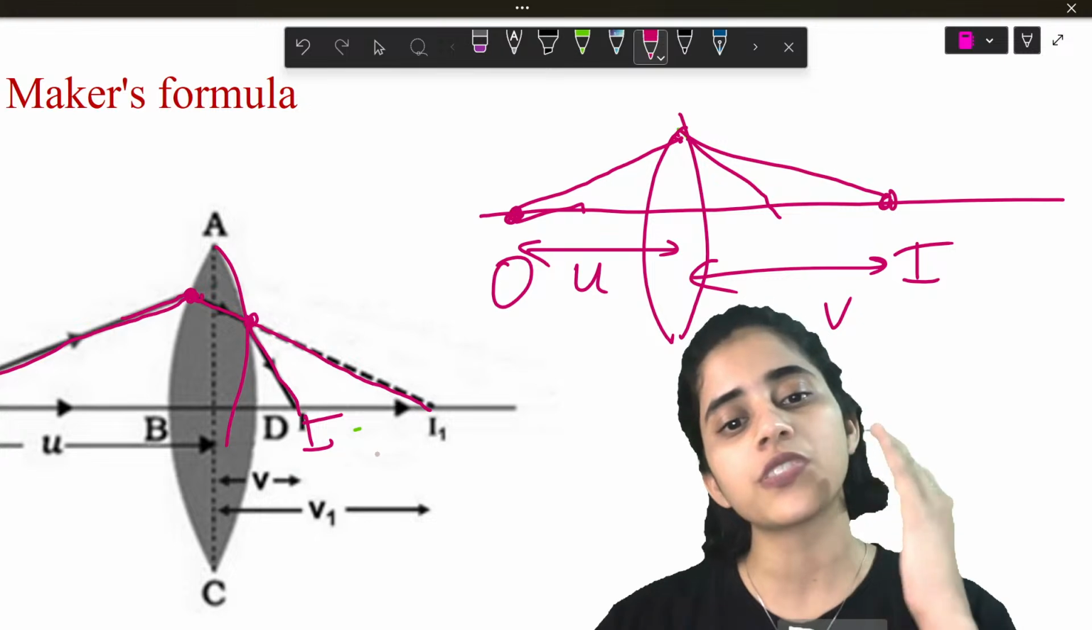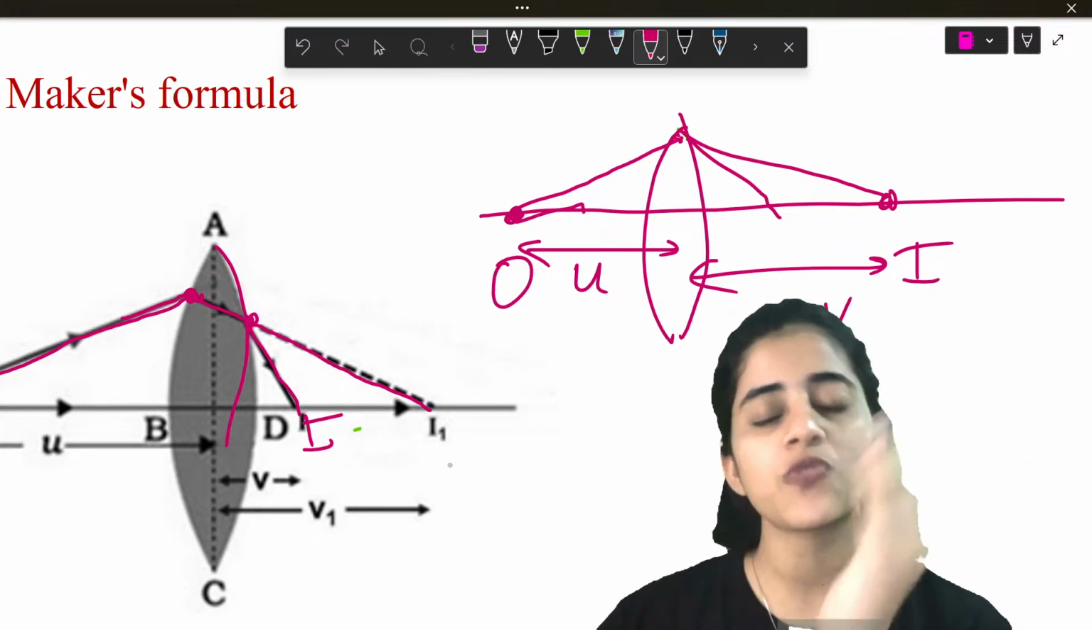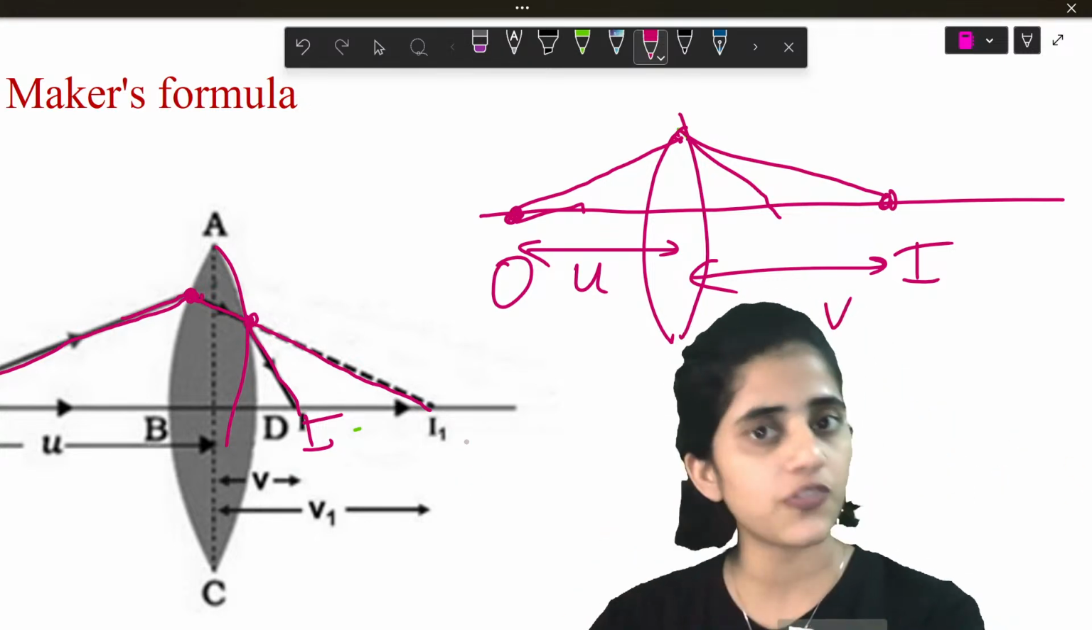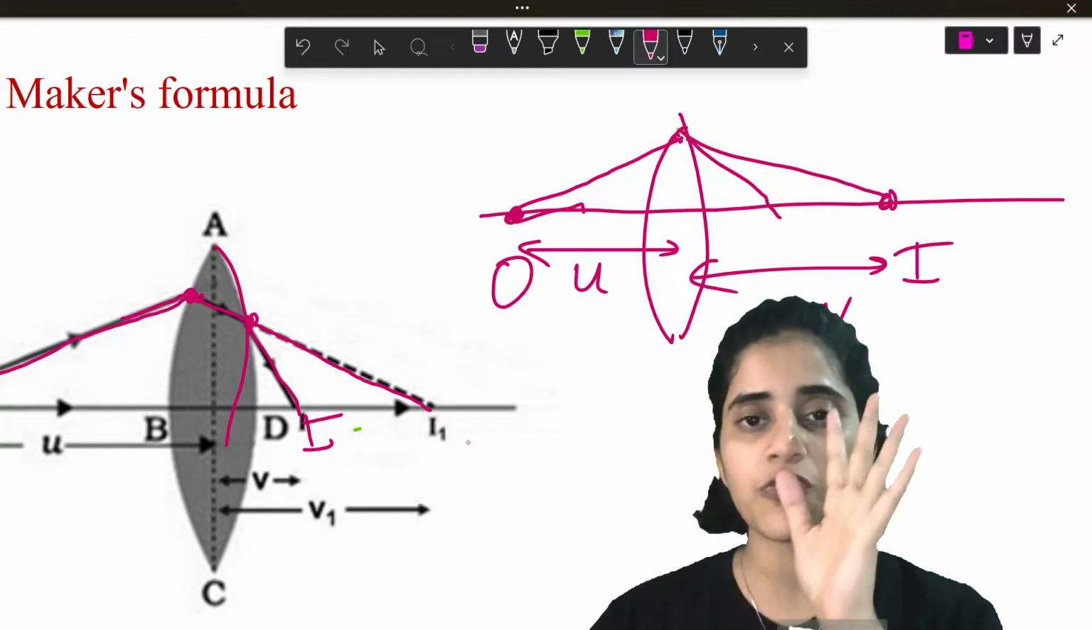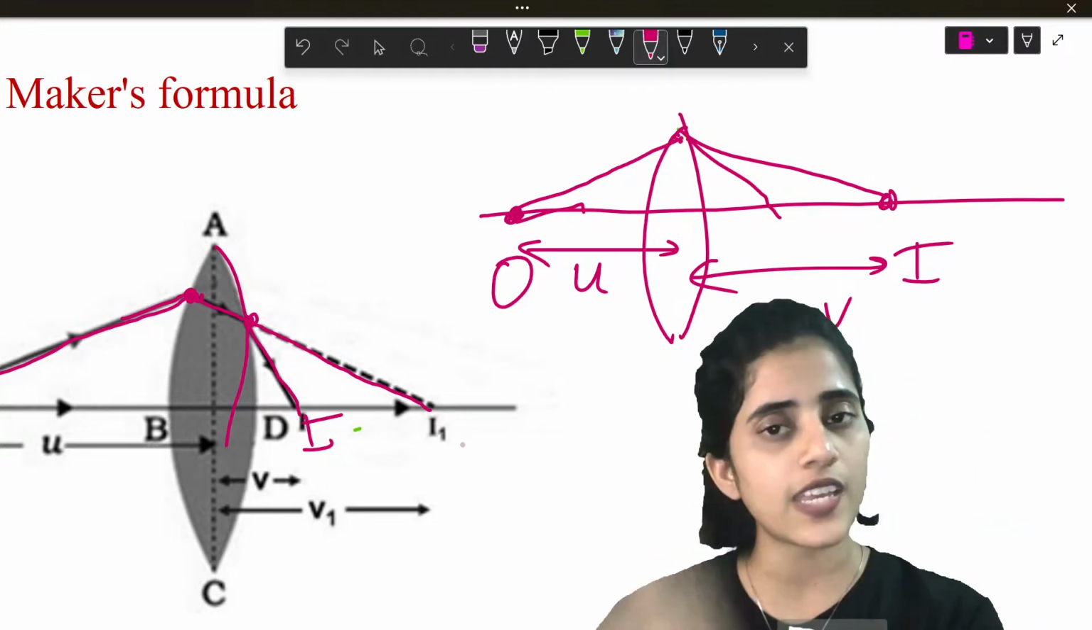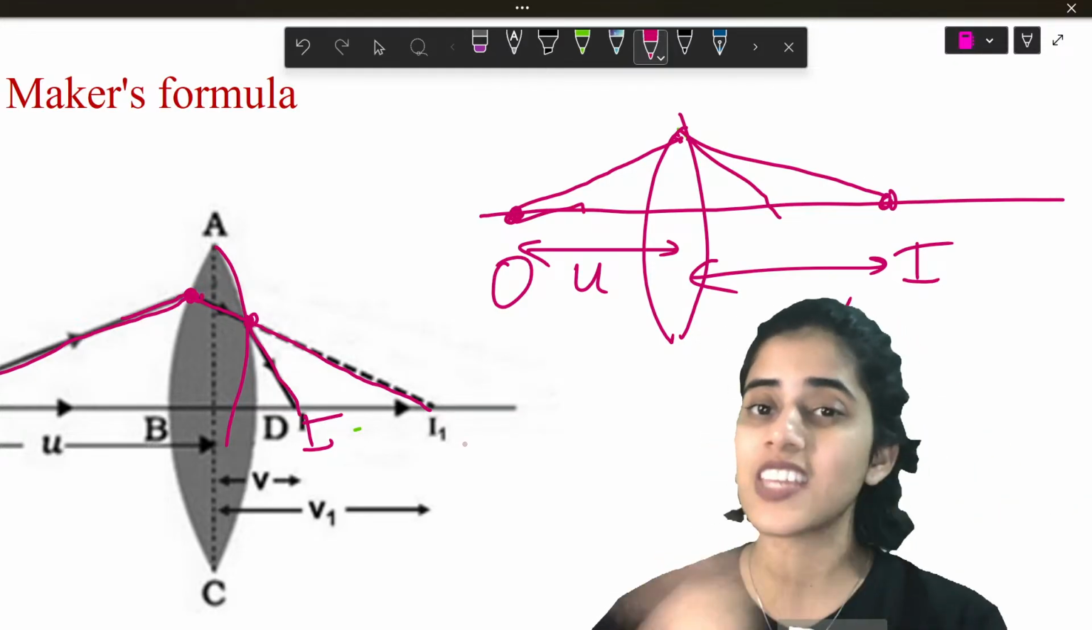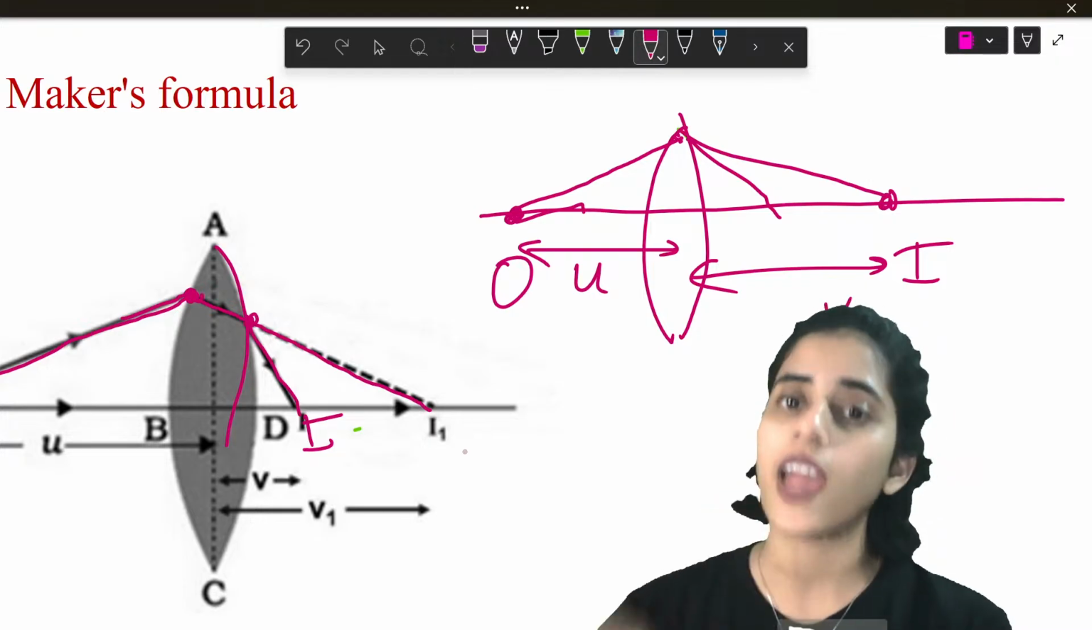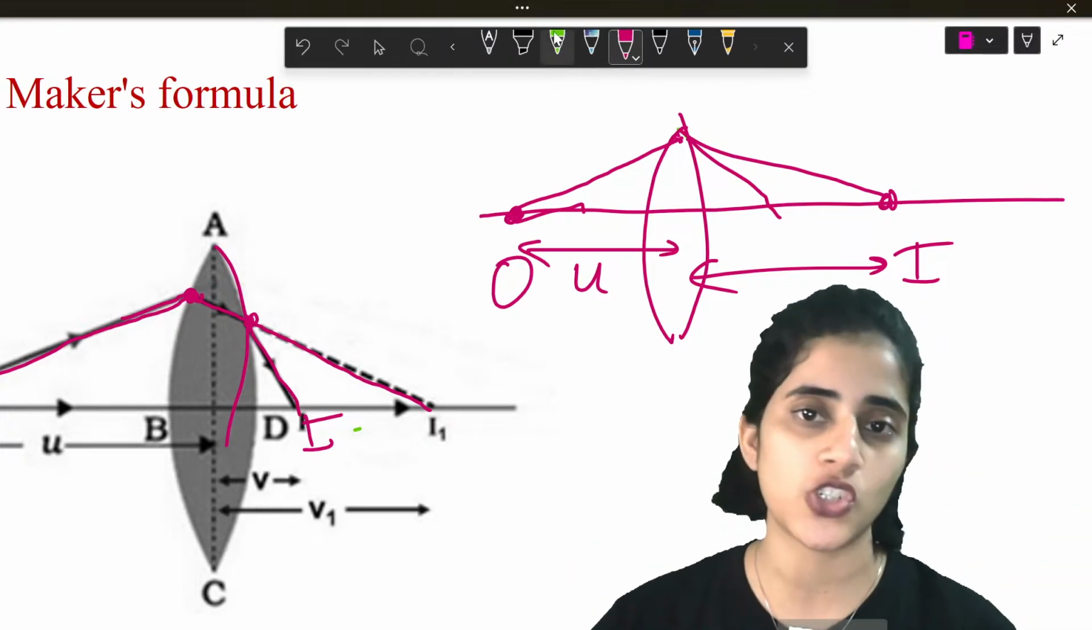So now you have two images. The first object and the first image are from the first surface of the lens. And for the second surface of the lens, the first image will form the object and then you will have one more image.